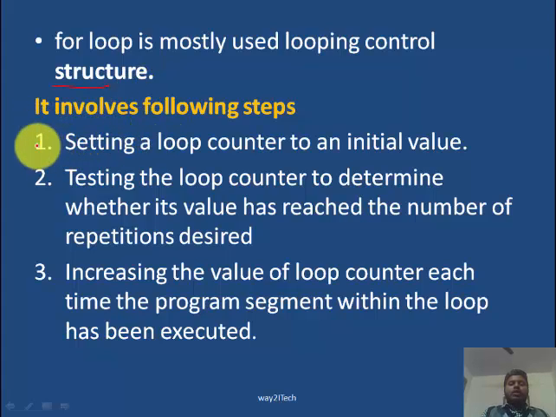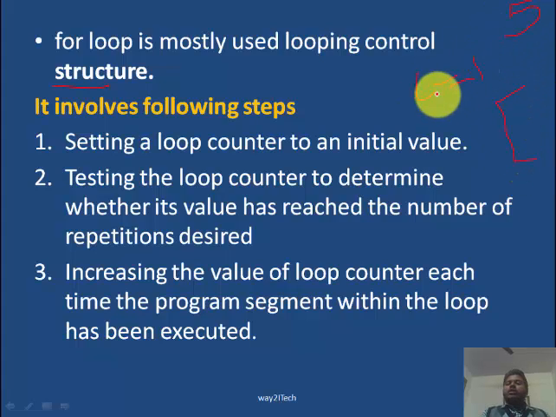What are the steps? First, set a loop counter to an initial value. So we will have one counter and set its initial value. Suppose we set the count equal to 1. Now we will test the condition. Test the loop counter to determine whether its value has reached the number of repetitions desired. Suppose we want to execute some block 5 times.